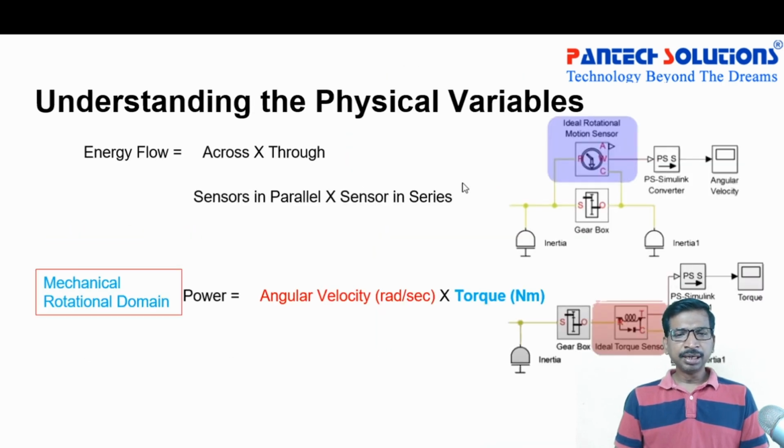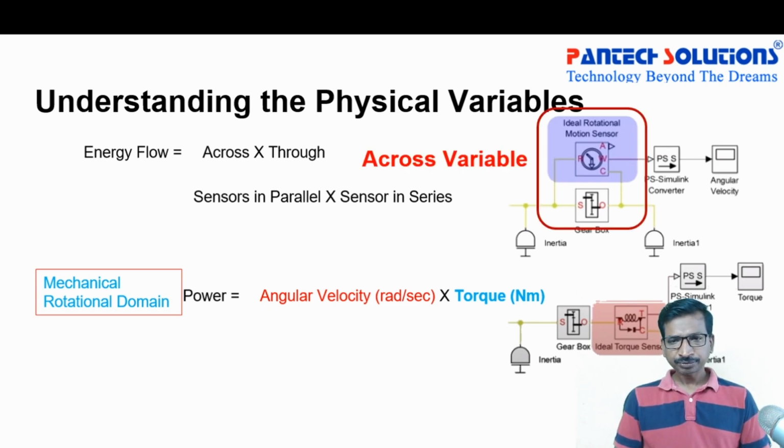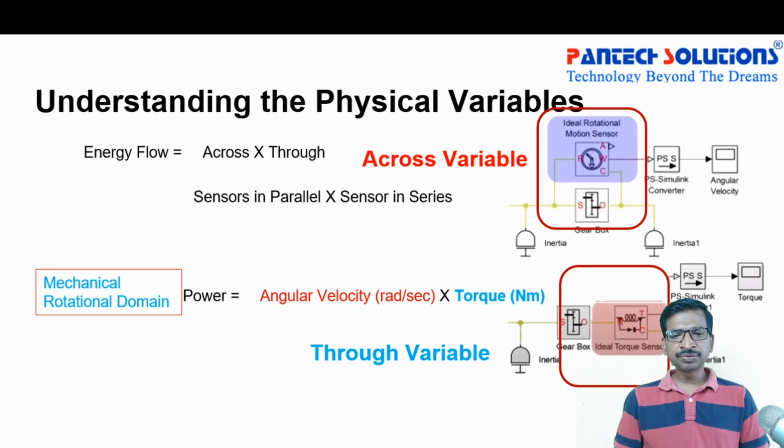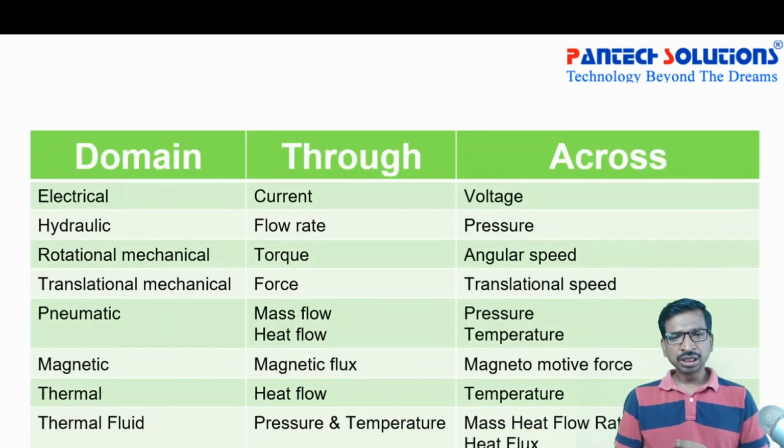Now similarly, we have to develop the physical variables for the mechanical rotational domain also. In the mechanical rotational domain, the same power flow can be calculated by multiplying the angular velocity of the system with the torque. See here, the torque is a through variable, and the angular velocity is the across variable. If you develop this model, we can easily understand this block with the following experiment, and I will tell you how you can model the mechanical rotational system.